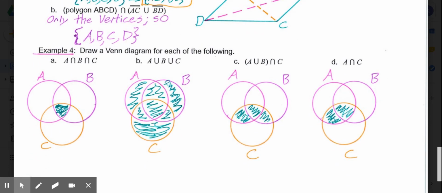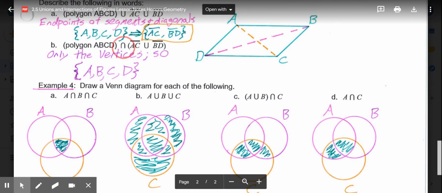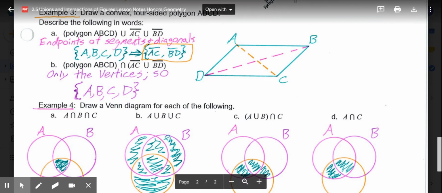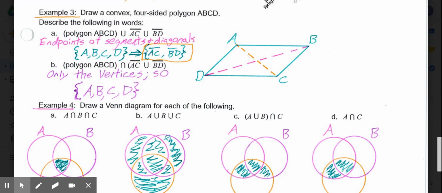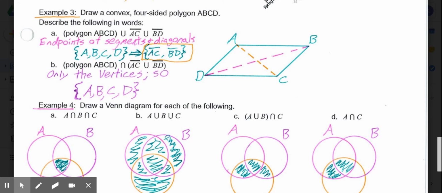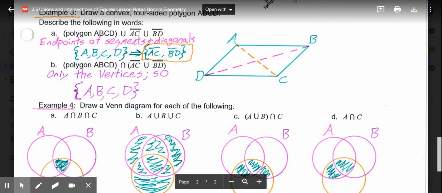In part B, we have polygon ABCD intersection, and then in parentheses, AC union BD. So first the polygon ABCD, our perimeter again, and then the intersection with the union of segments AC and BD. First, what's on AC or BD? AC and BD would be our diagonals plus their endpoints. Where do those intersect with the polygon? They intersect only at our four corners, or our vertices. So our set would just be points A, B, C, and D.